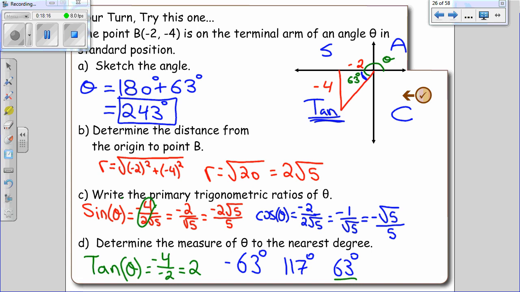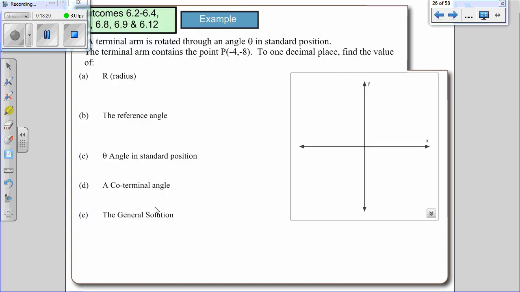Okay. It's another type of question you guys can get. This is going to deal with our definitions a little bit. Also, we're going to learn a little bit about general solution, which we talked about on day 1 but didn't do much of. So it says a terminal arm is rotated through an angle theta in standard position. The terminal arm contains point -4 and -8. That point would be down here somewhere. That means my terminal arm next to it.